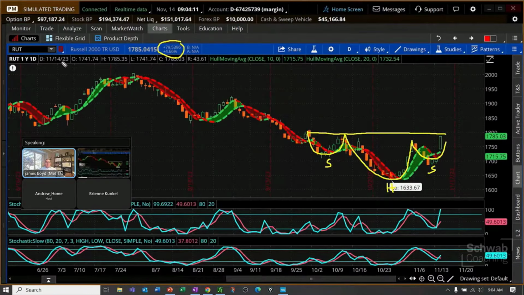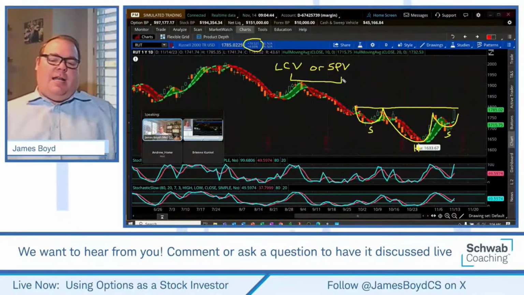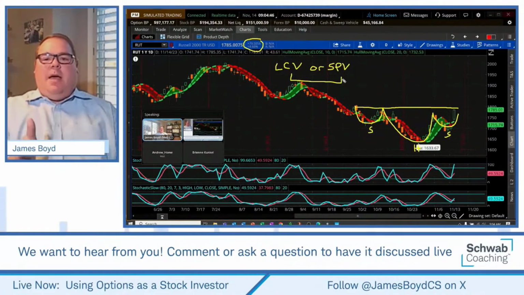Now, when we're talking about the Russell, we cannot trade the product itself, okay, for the Russell. We can do the index. And when we talk about the index, we might consider a long call vertical, an LCV, or a short put vertical. Now, we don't need a 45-minute class on why you would choose one versus the other, because it's really simple. When you look at both these verticals, we don't really have a difference on gamma. We don't really have a difference on vega.